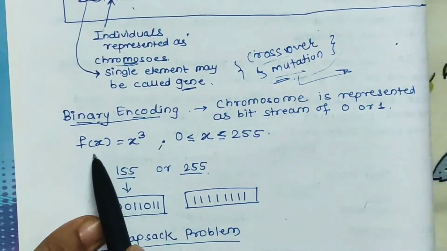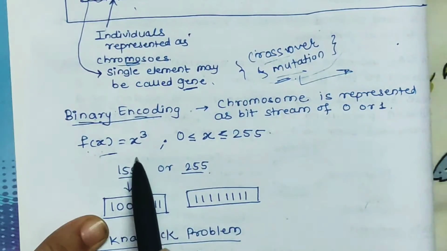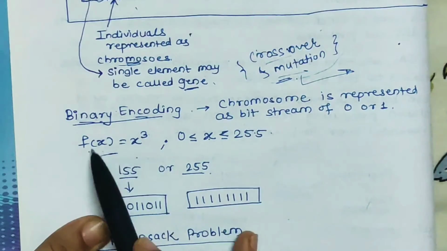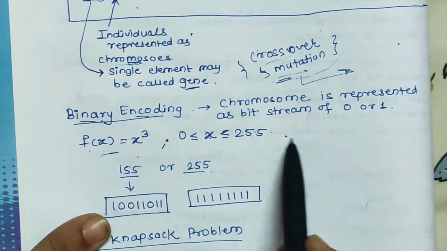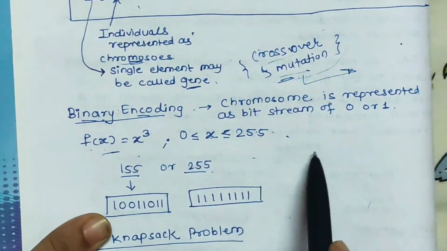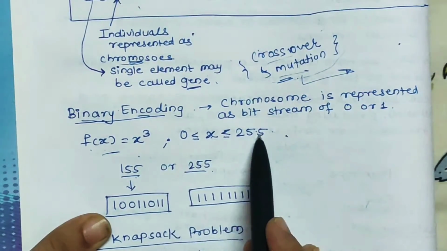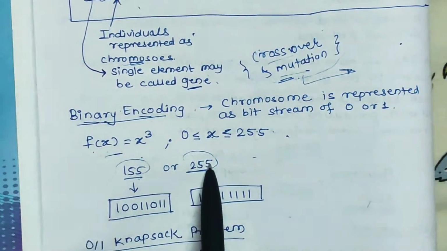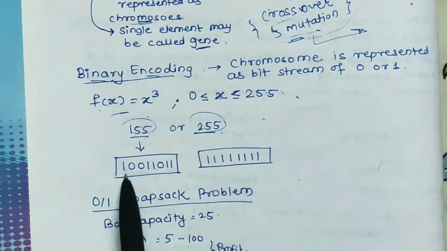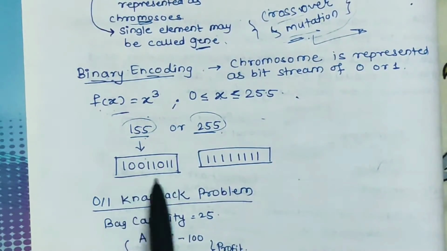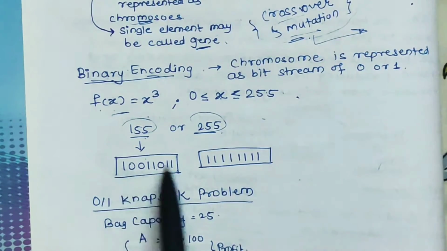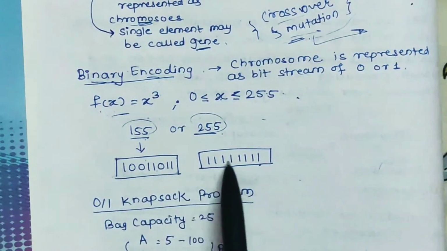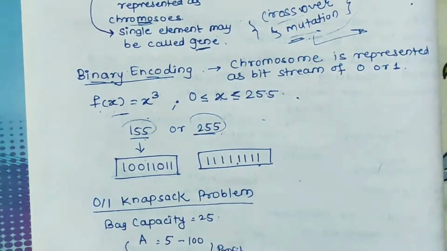For example, suppose you have a simple function given here, f(x) = x cubed, such that x is between 0 to 255. This problem can have multiple solutions. The value of x can be different, ranging from 0 to 255. Suppose I have considered two values, 255 and 0. I can represent them in a binary format. You can see here I have represented 155 in 8-bit format, and 255 also in 8-bit format. So this is how the data is represented in a binary format. We call it binary encoding.